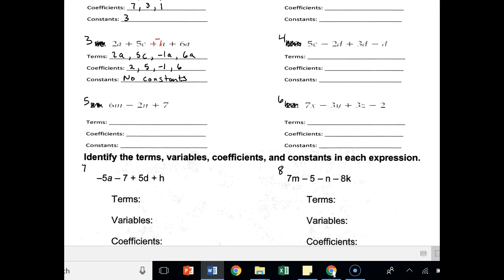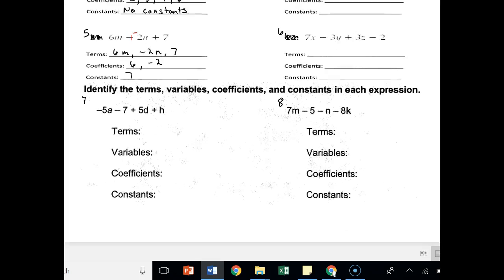If I were you, I'd pause and do number 4. Number 5, again, you're going to want to go through and any minus sign you say plus a negative, and now go ahead and list the terms. So we have 6m, negative 2n, and 7. The coefficients are 6 and negative 2. 7 is not a coefficient because it's not attached to a variable. Therefore, that makes that a constant. If I were you, I'd pause and do number 6.